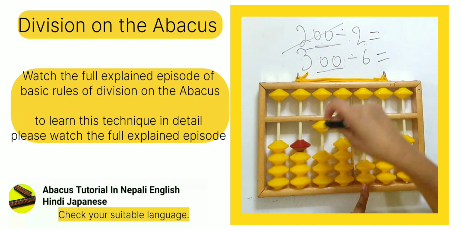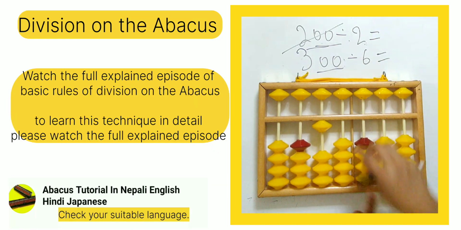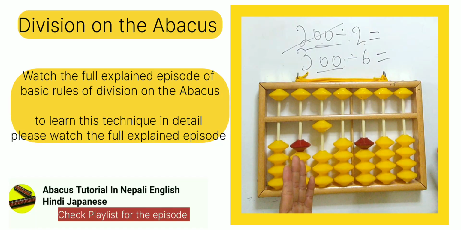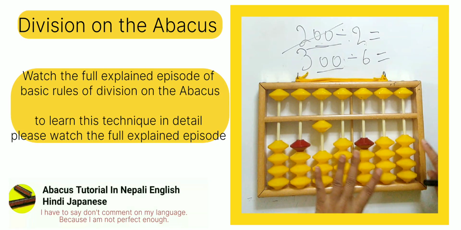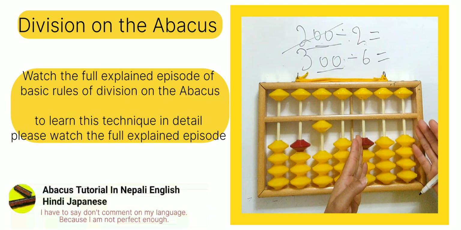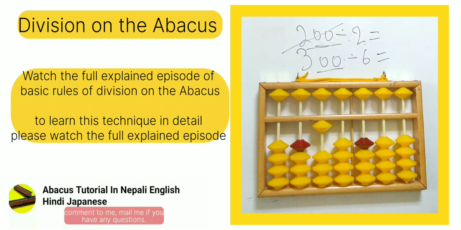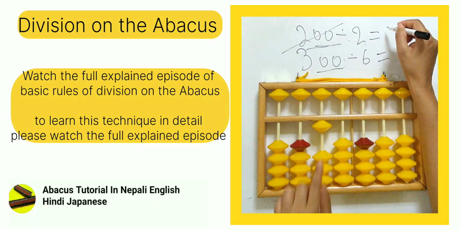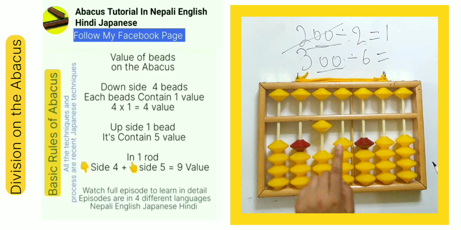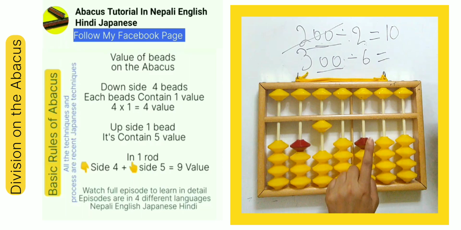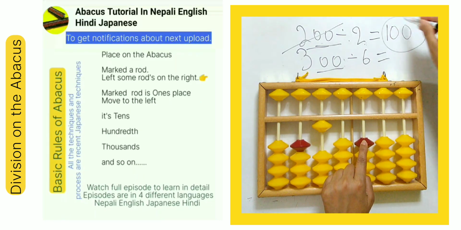Okay, 2 1s are 2. Finished. Nothing here, nothing. We finished. No more dividend on the Abacus. Now your answer is on the Abacus. And do you know how to read your answer? Only 1? No, this 0 and this 0.